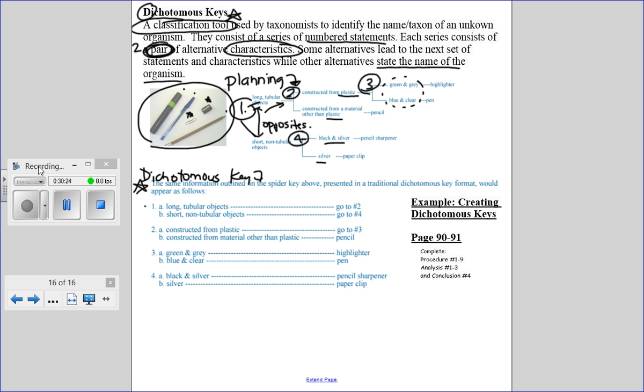So you'll see over here, I've written down what it is we're going to do. We're going to work together on creating dichotomous keys, and it comes from your textbook, page 90 and 91.